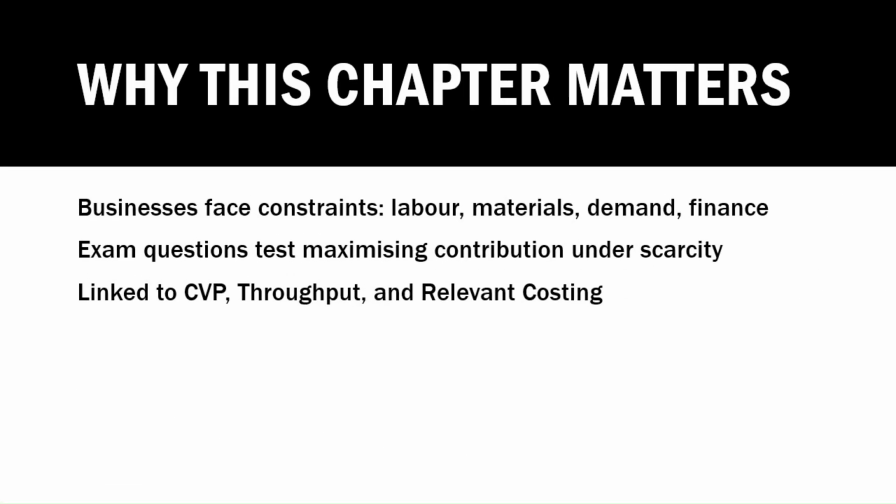Why this chapter matters: every business has limited resources such as labor hours, machine time, raw materials, or even finance. Managers must plan how to make the best use of these constraints to maximize contribution. This chapter is linked to earlier topics like cost volume profit analysis, throughput accounting, and later to relevant costing. Examiners like this area because it tests your ability to apply logic and structure under pressure.